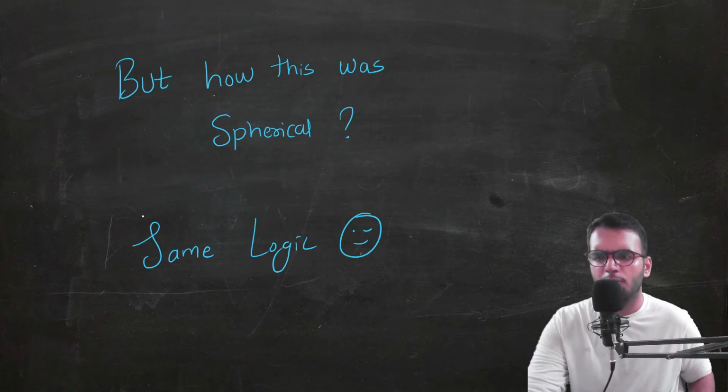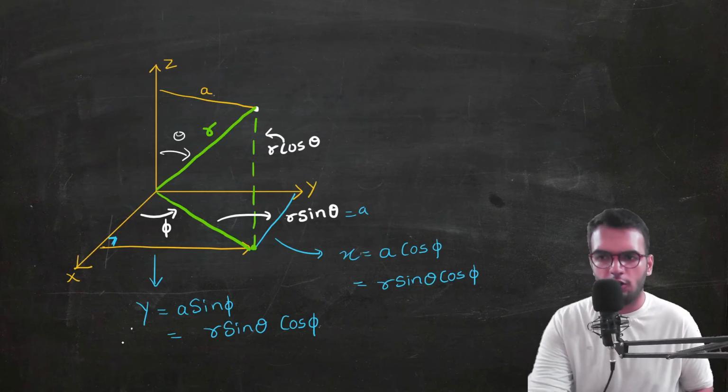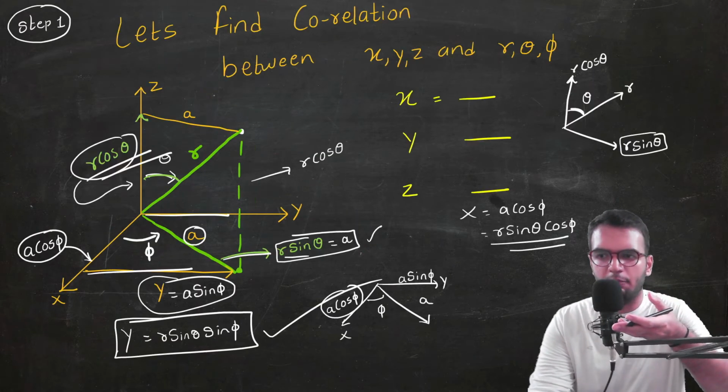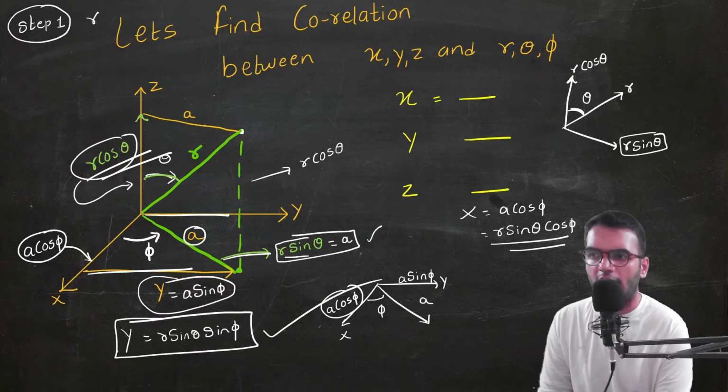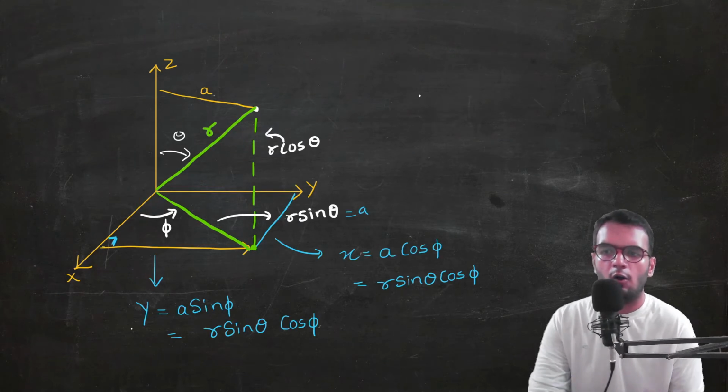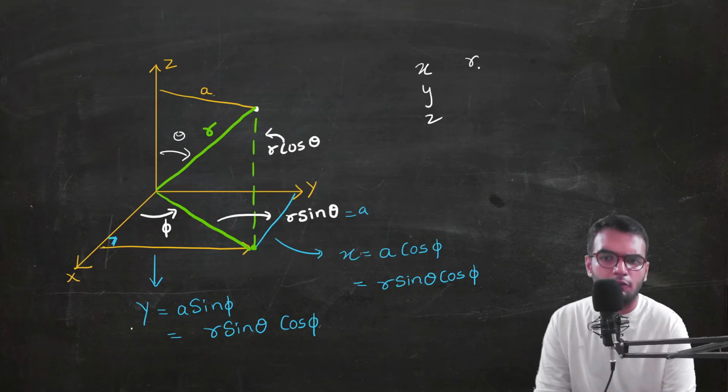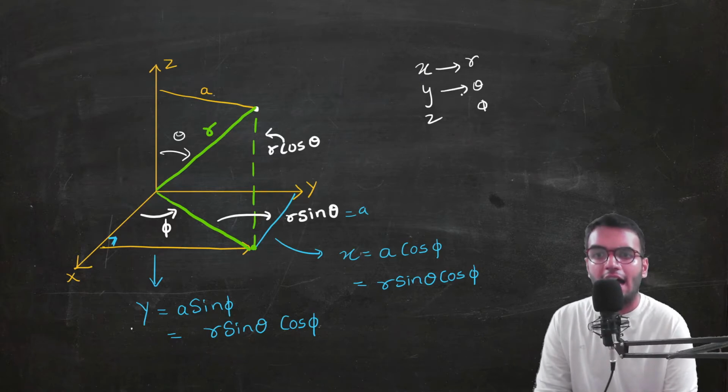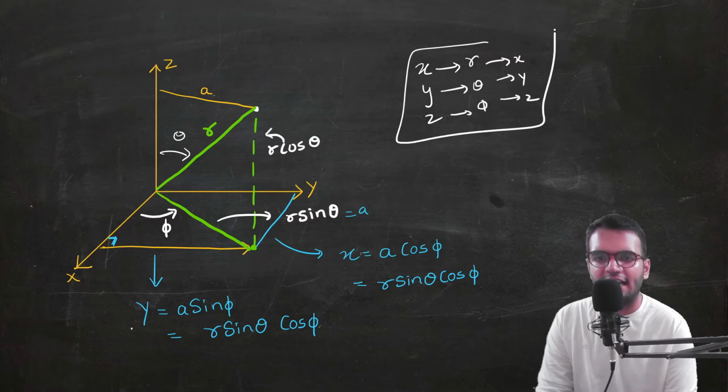Now I hope you got the point. I had written the same steps only. First resolve the vector R, then resolve the vector A. That's it. You will get the answer directly. So now I know X, Y, Z in terms of R, theta, phi, and I know R, theta, phi in terms of X, Y, Z. So in this way, we can end this lecture here.